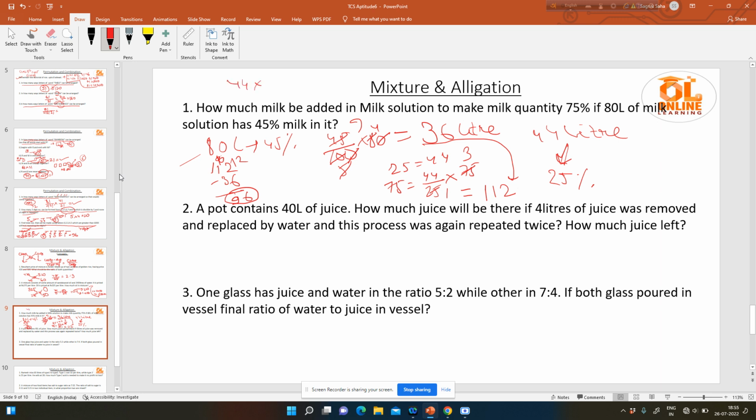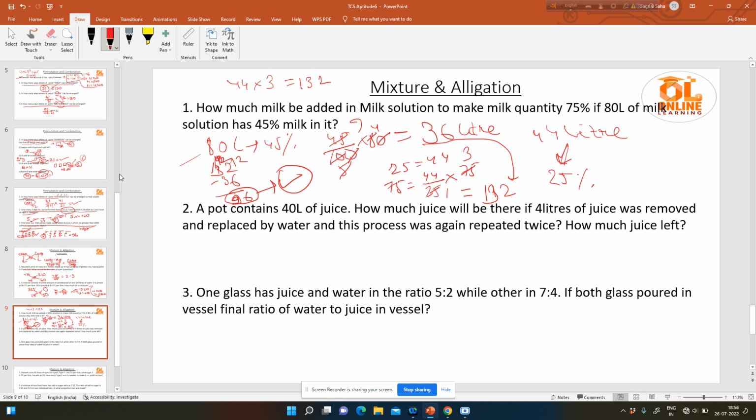That is 44 into 3, 33 into 4, that would be 132. So 132, it would be 132, and 132 minus 36 is 96. Your 96 would be your answer. So you have to add 96 liters more.